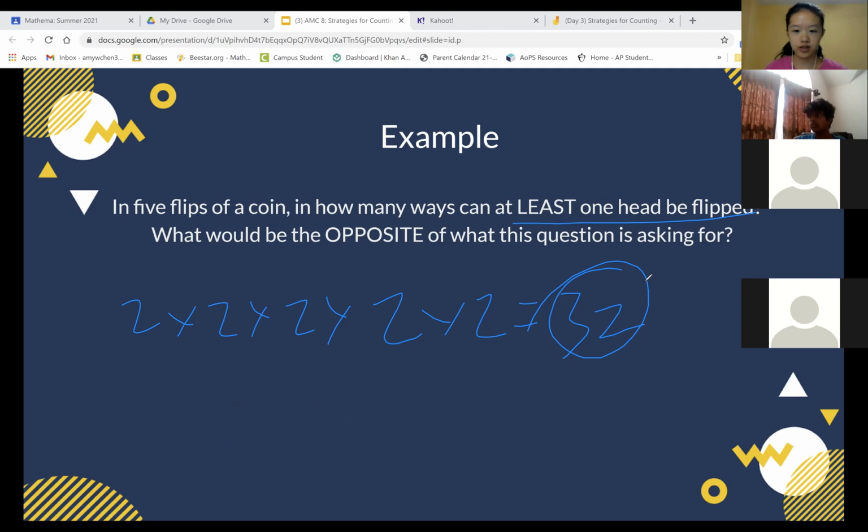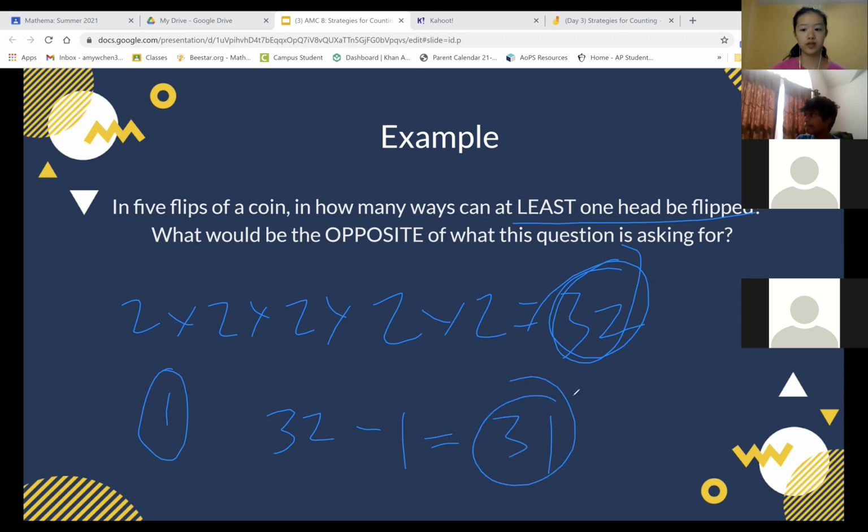So since we know the total number of ways to flip 5 coins, which is 32, and we also know how many ways to flip 0 heads, which is 1, we can subtract the opposite number of ways from the total number of ways to get the answer. So there are actually 31 ways to flip at least 1 head. Does everyone understand that? You do the total minus the opposite to get the answer.